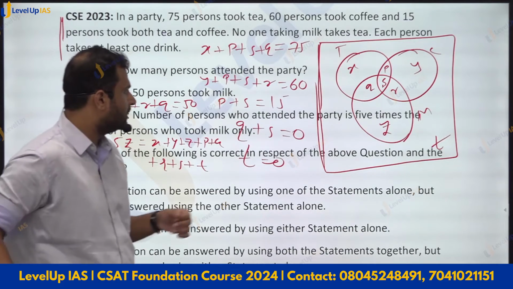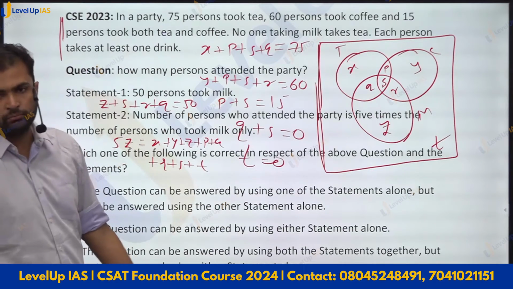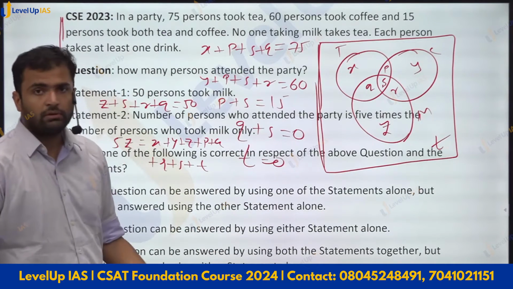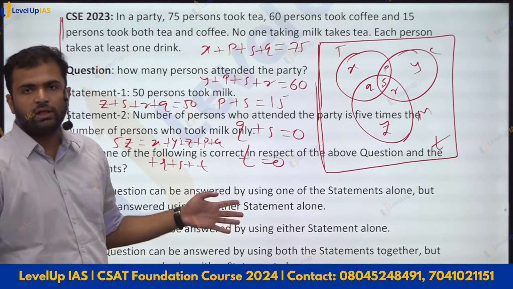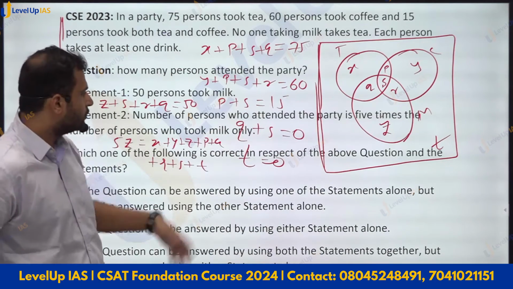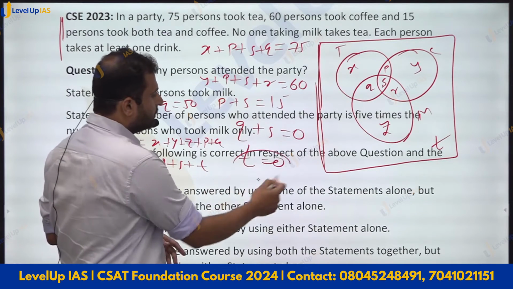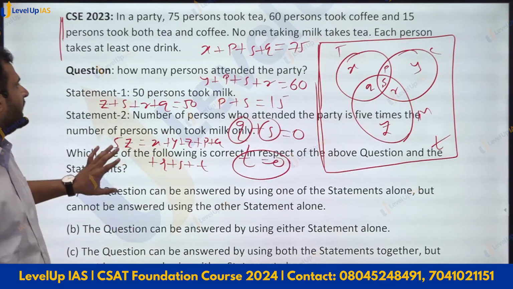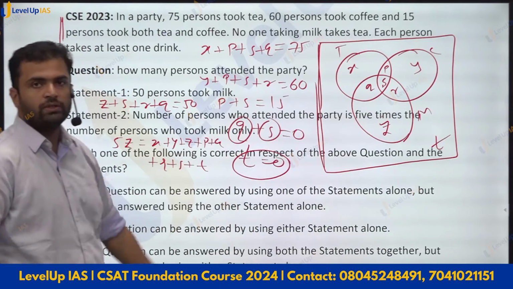Now, because Q plus S is 0, both of them have to be 0. Clearly, because these are persons, these are number of persons, na? So both of them have to be 0. So T is 0, Q is 0, S is 0. So 3 quantities we already have from these 2 equations only.